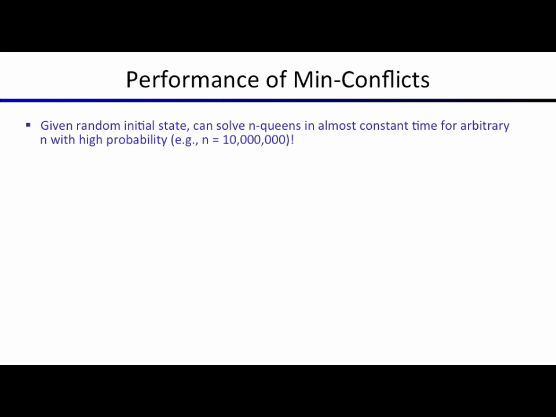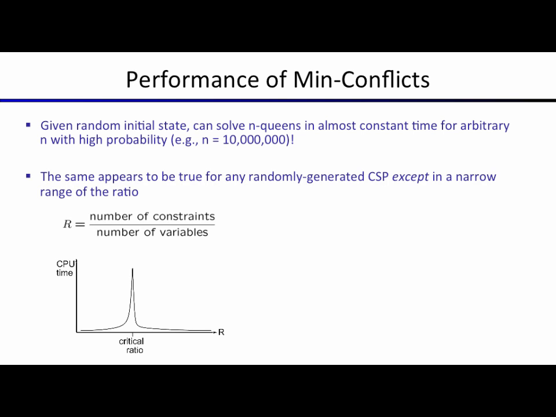What's the performance of doing local search in this way? Well, it turns out that if you look at n queens, I am told that in almost constant time, with very, very high probability, it can solve n queens for an arbitrary n. That's pretty nice compared to the 1,000 that we could get with our ordering heuristics, right?